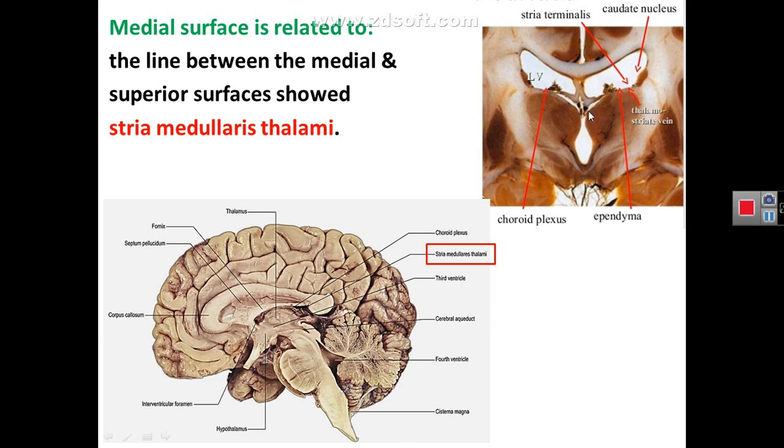And the junction of the superior surface and medial surface, near the choroid fissure, contains a lamina of white fiber, which is called stria medullaris thalami. This is not the stria terminalis between the thalamus and the caudate. This is caudate, this is thalamus, this is stria terminalis, which is with the thalamostriate vein. This is stria medullaris thalami, between the medial surface and superior surface of the thalamus.